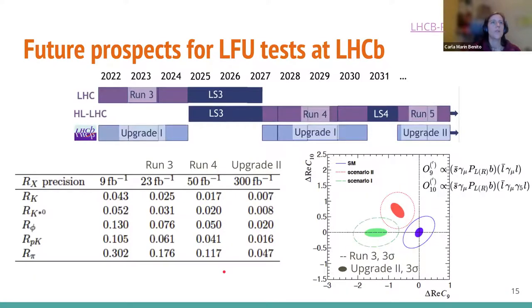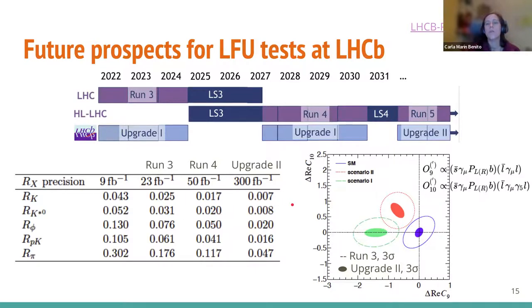Okay, let me just briefly cover what will happen in the future. As you probably know, we will start taking data again at the LHC this year. This is what we call Run 3 of LHCb. We will collect a sample of around 23 inverse femtobarn, or maybe even more. So we will be able to significantly reduce the uncertainty on RK and RK*, and actually measure this lepton universality test also in other quantities and in other decay modes.